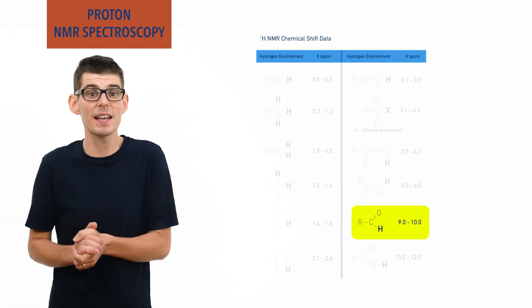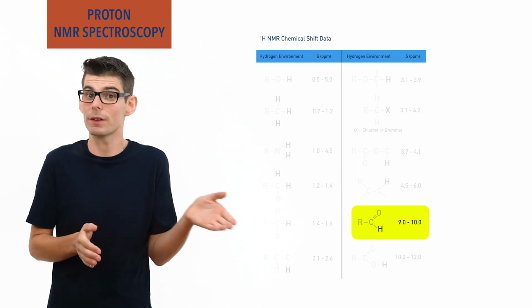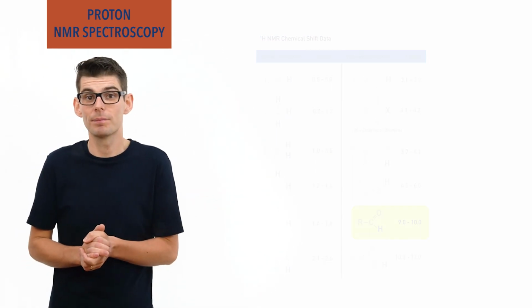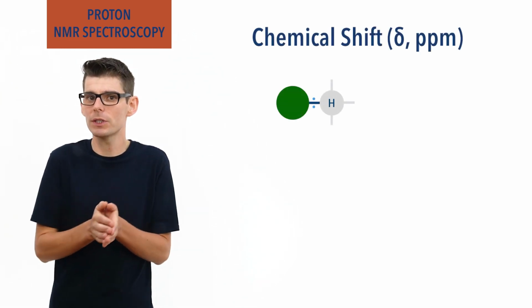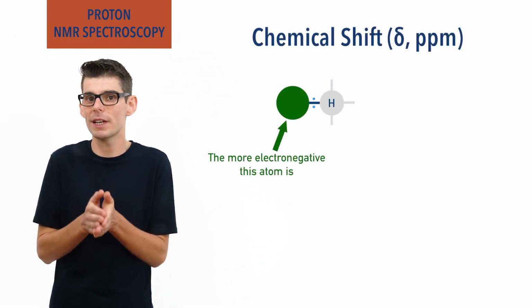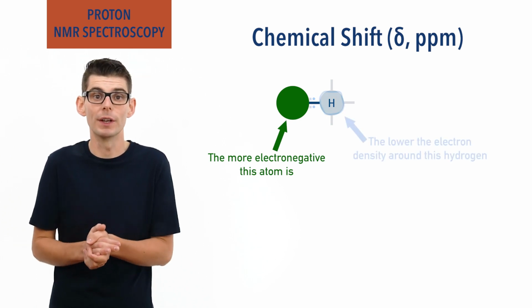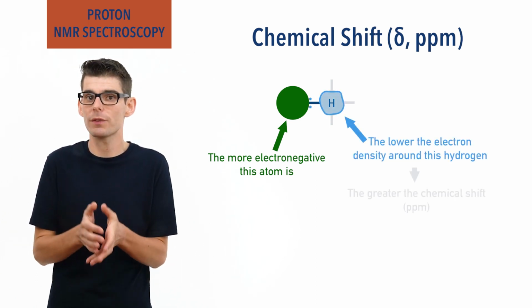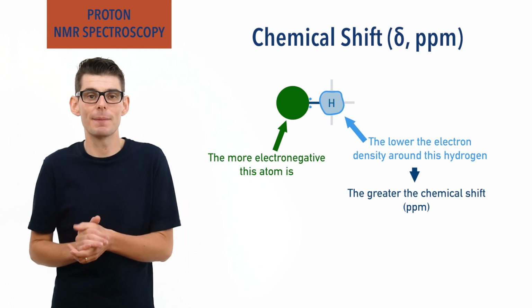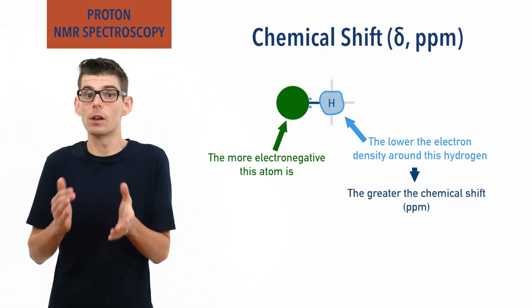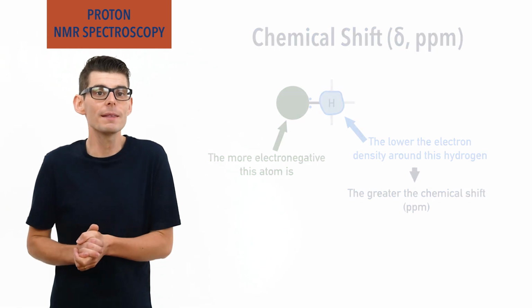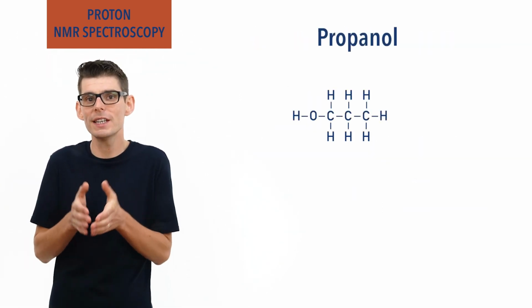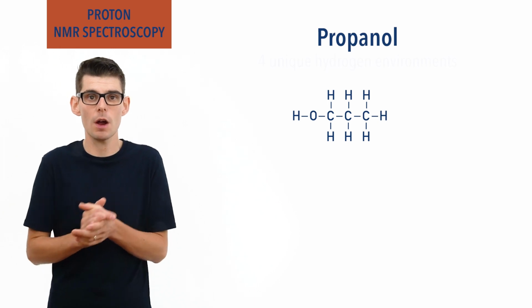This kind of makes sense based on what we were looking at with electronegativities earlier. The more electronegative the element the hydrogen atom is bonded to, the less electron density there is around its proton, and the greater the chemical shift from the proton reference in TMS, as that proton had lots of electron density around it. For example, in propanol, there are 4 different unique hydrogen environments.